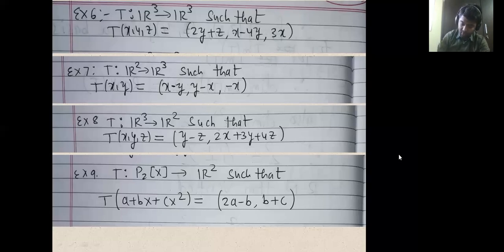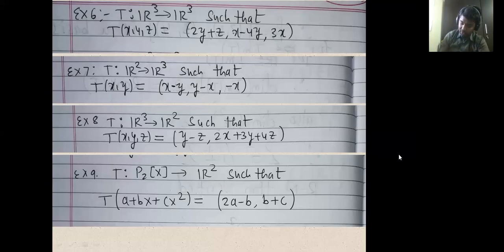The kernel of this mapping, the definition: kernel is the set of vectors in the domain R3 whose image in the codomain is 0 of R2. So this is the definition of kernel. Kernel T is this, everybody. Now we'll find that kernel.